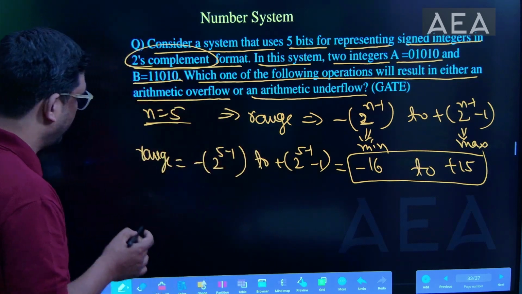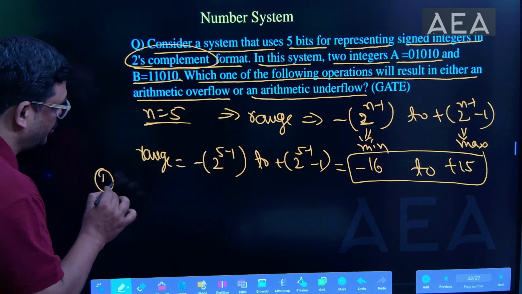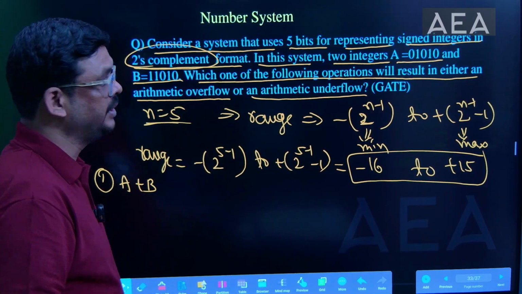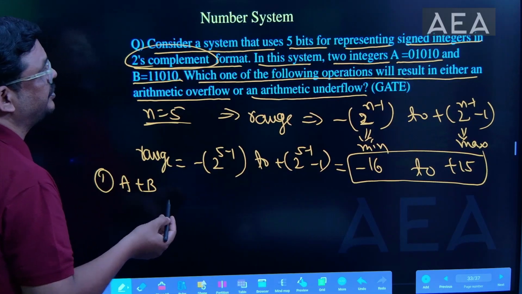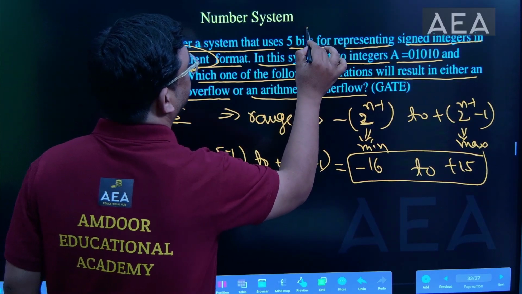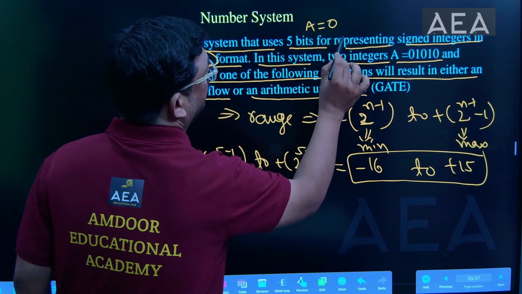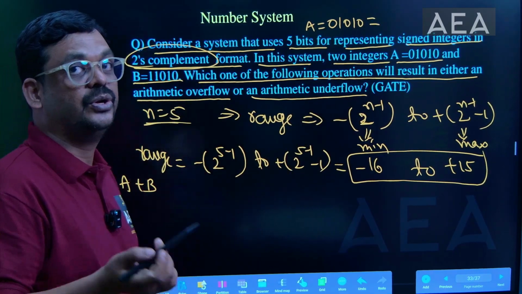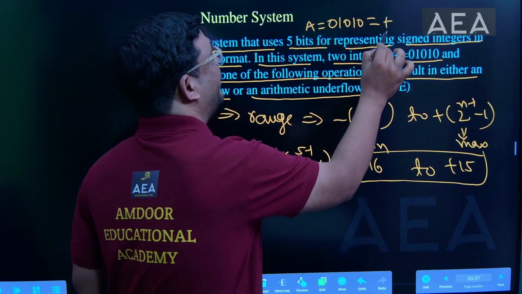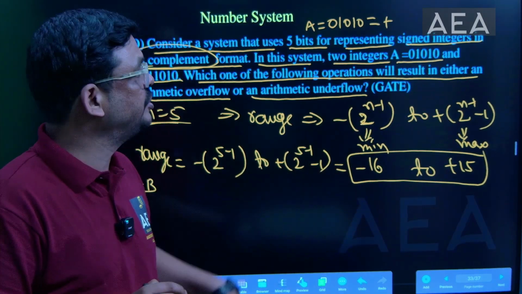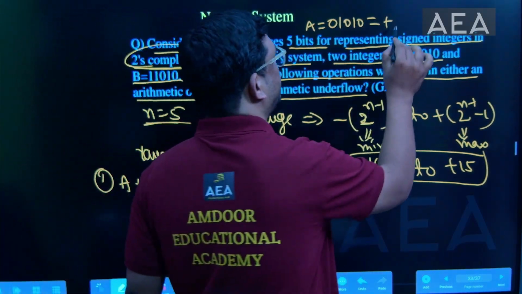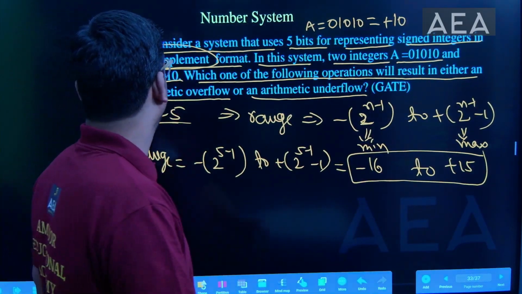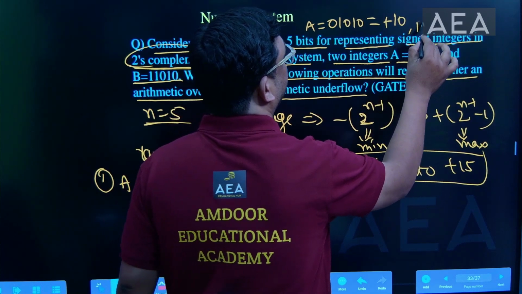First of all, I am performing one operation here, A plus B, the addition of these two numbers. First I will write the equivalent values. The A value, let us write 0 1 0 1 0. See, the first bit is 0, so the number is positive. If the MSB bit is 0, then the number is positive. 1 0 1 0 equivalent value is 10. So this number's equivalent value is 10.